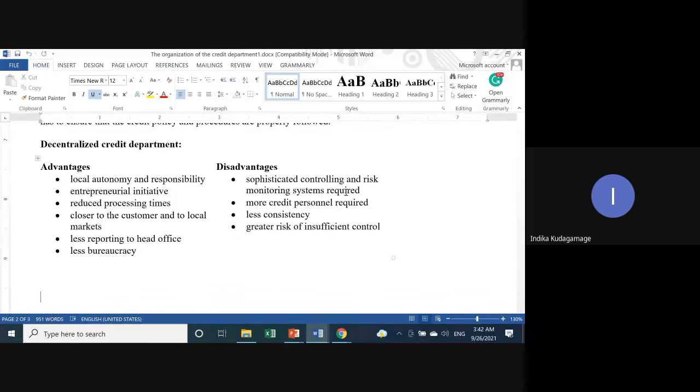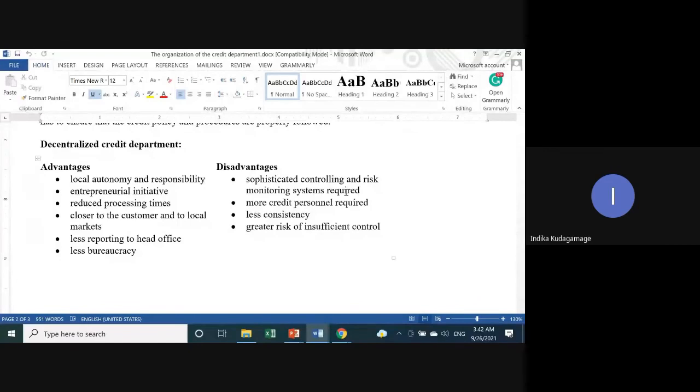Closer to the customer and local markets. The customer knows you, and you know local market conditions. You know that the other bank approves within 1 day, 2 days, so I also have to do the same thing. Instead of reporting to head office, because it is within the branch or within the region, we get it done. You don't need to report everything to head office. Less bureaucracy.